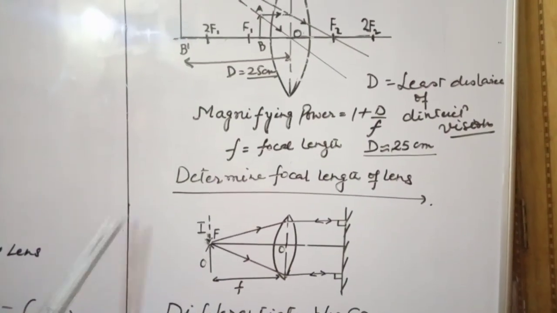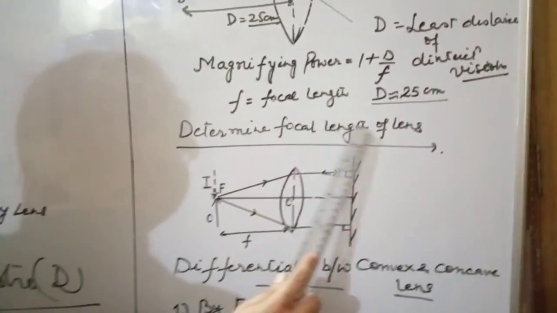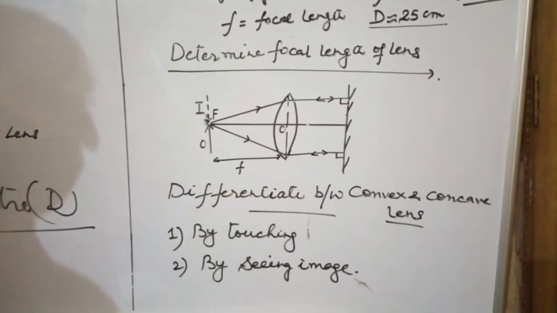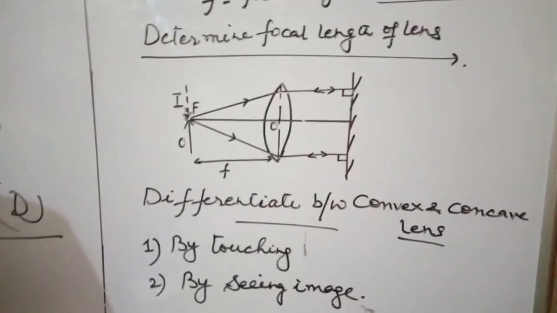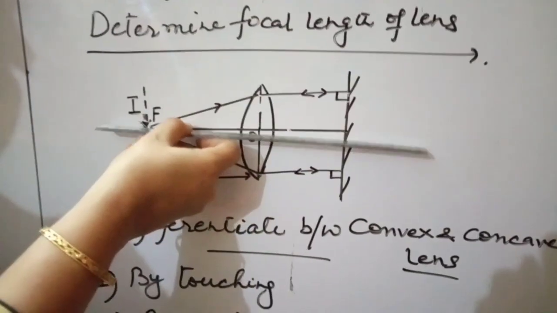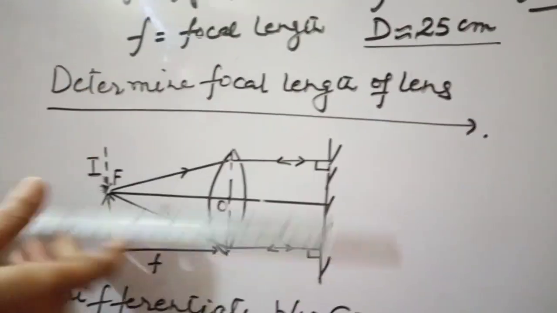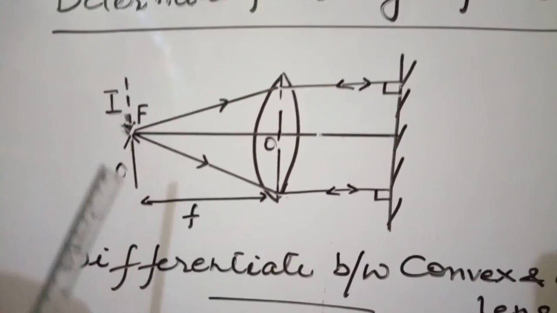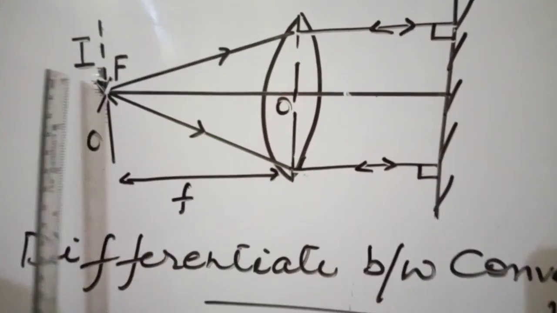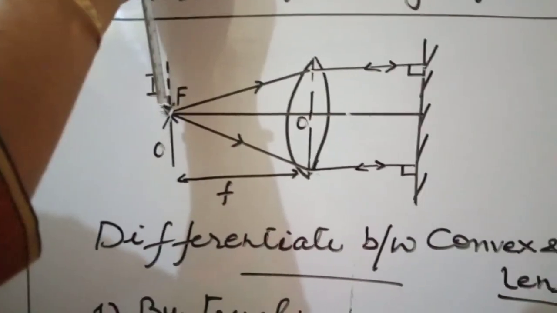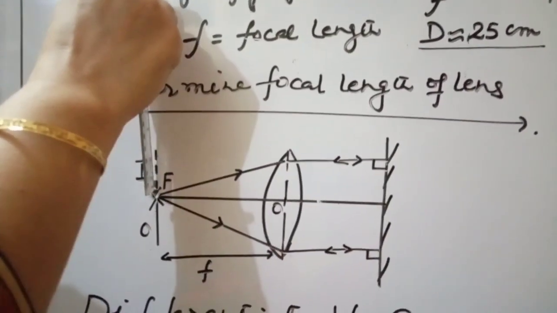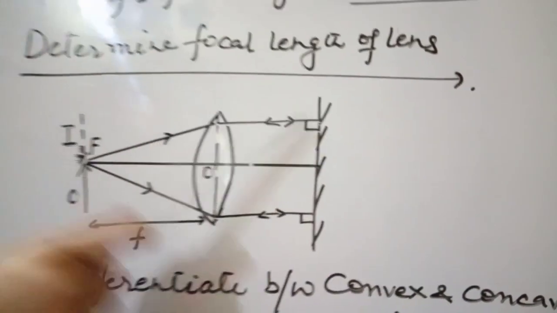So the next topic is to determine the focal length of the lens. I just explained one method from your book; otherwise there are 2 or 3 methods. Experimentally, you have to take this optical stand. On that optical stand, we fix a mirror on one side, the lens on the other, and there is one sharp needle. We have to change the position of the needle till an inverted image is formed on the tip of the needle, and you observe this image from the mirror.